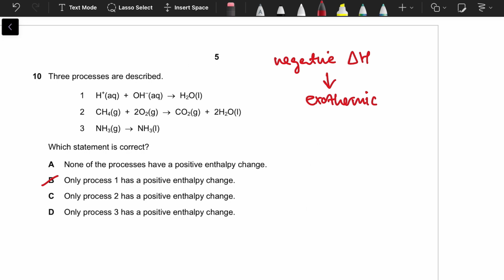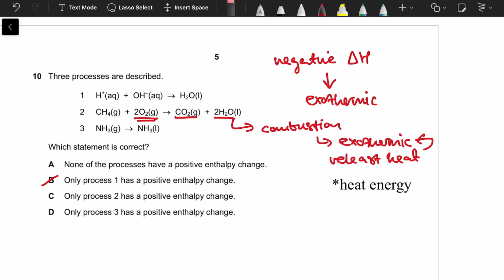The second reaction is a combustion reaction. We know that it is because we have O2 reacting with a substance, and CO2 and H2O are being formed. Combustion reactions are exothermic because they actually release heat. So we know for a fact it is not C because reaction number 2 is exothermic.